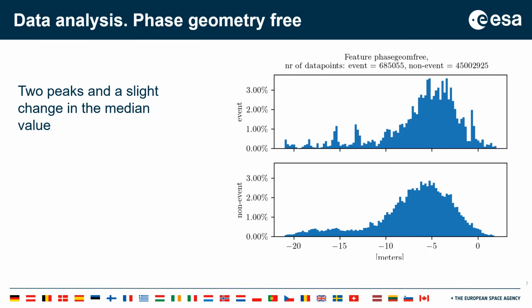We can see that in the events, there's a slight tilt to the right, so there's less difference between the two signals. We also see that there are two peaks on the events here, and we don't have a particularly good reason why this occurs.